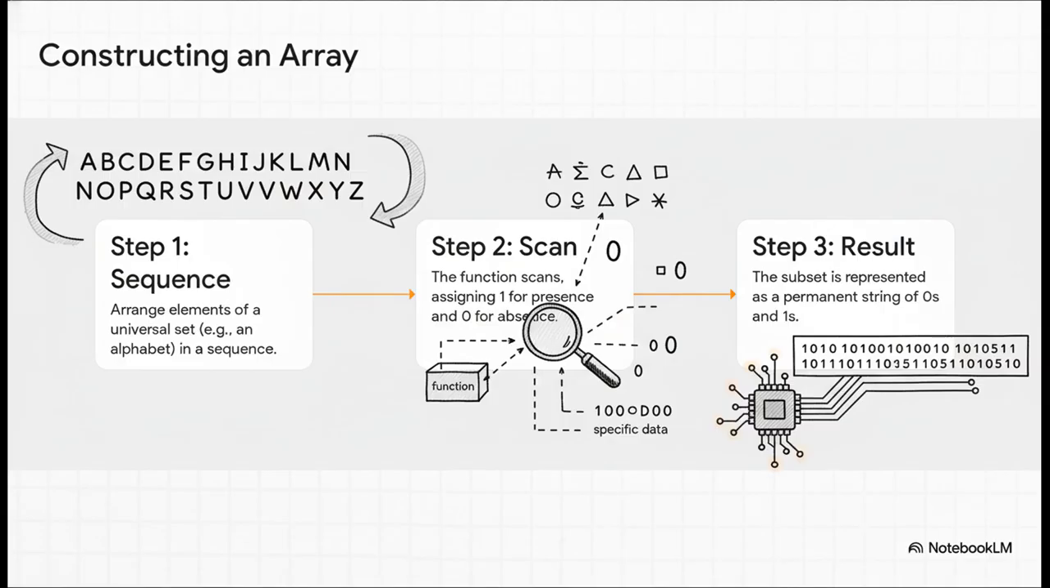First, you set up an ordered sequence, like an alphabet for your data. Step 2, the characteristic function scans your specific data, and for each spot in the alphabet, it asks, is this letter here? It assigns a 1 for yes and a 0 for no. And the result? You get a permanent binary string that is a perfect representation of your data.